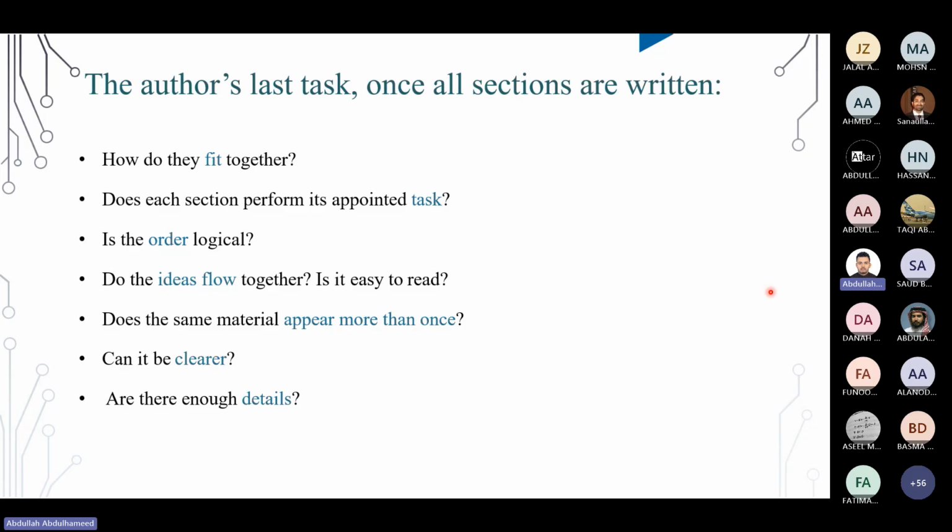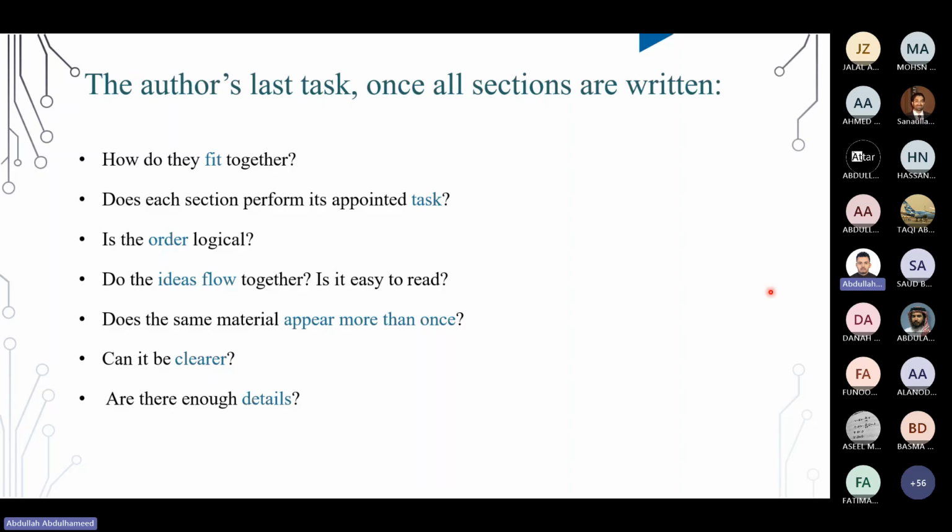Another thing, does the same material appear more than once? This is very important. Also, make sure that there is no repetition. Because sometimes when you do the editing, you might copy one of the sections or maybe one paragraph or one sentence, and you use it in 2 places. This means that there is some repetition in your paper. So you need to check that no sentence appears more than once.